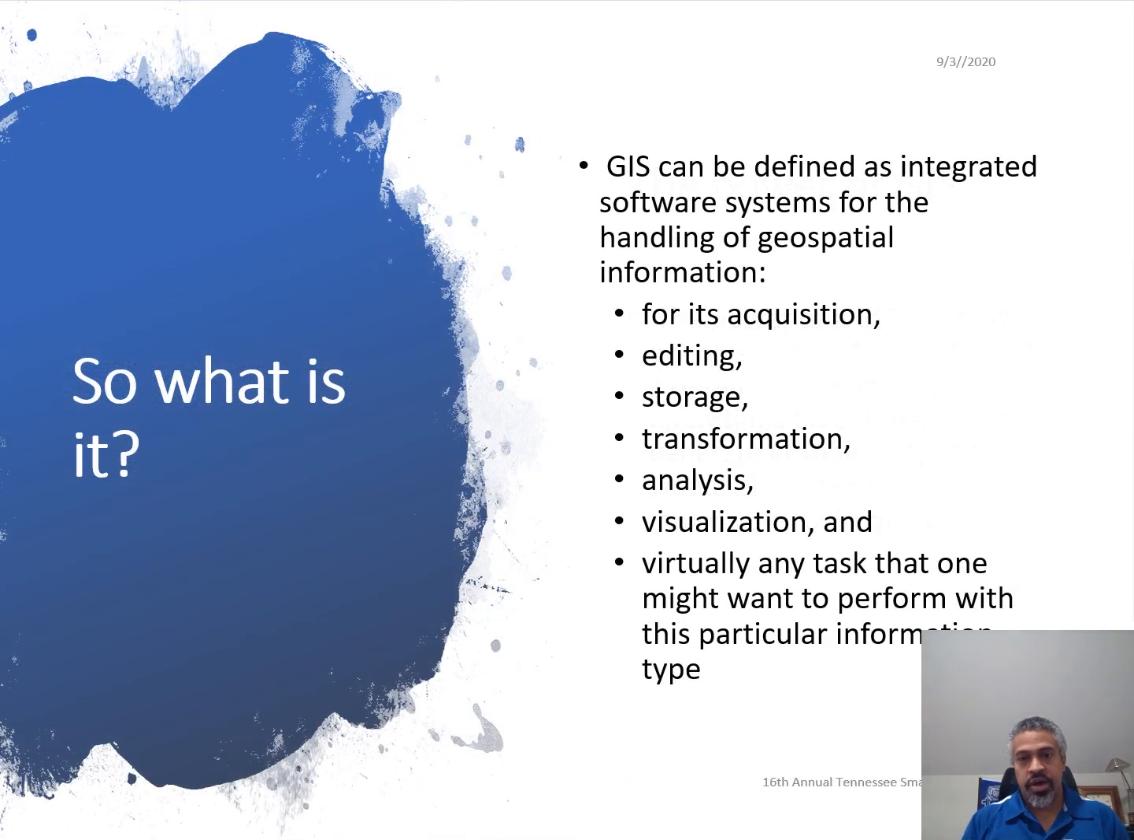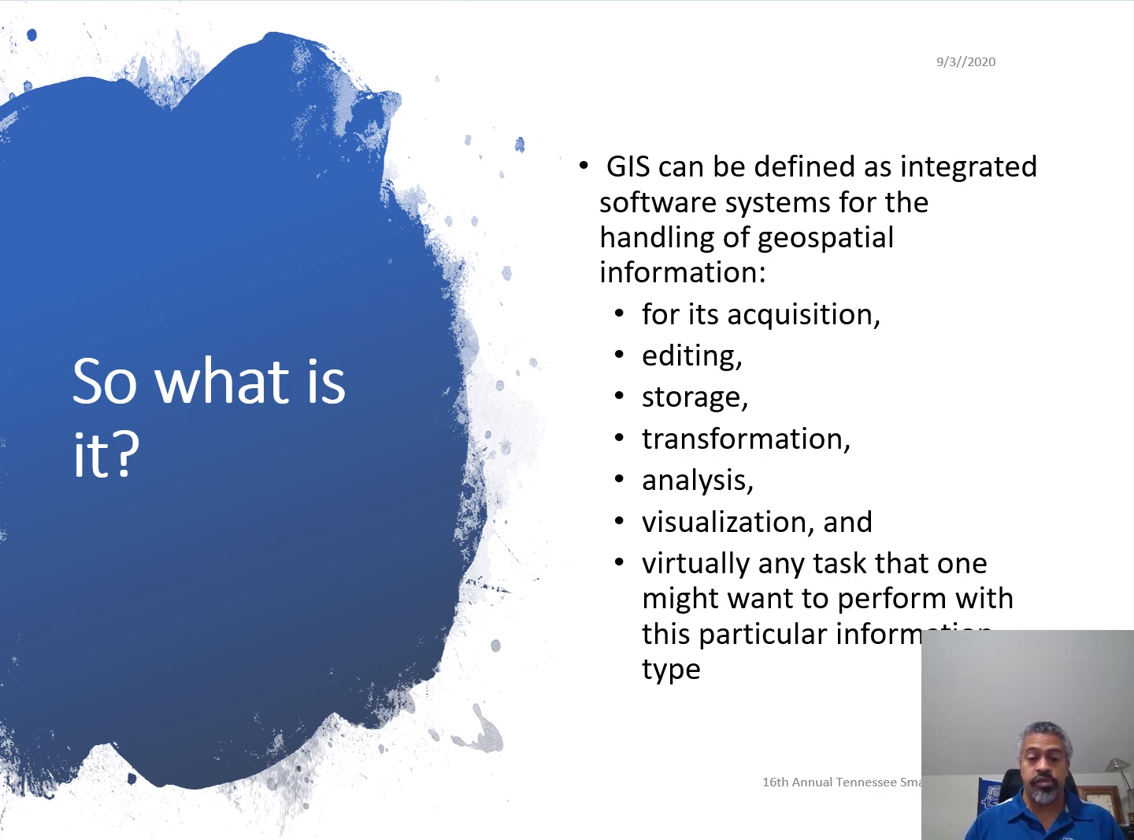So what is it? It can be defined as integrated software systems for handling of what we just talked about, the geospatial information. Collecting, acquiring the data, storing the data, transforming the data, and doing analysis with that data. Now that we have all the data in our system, how can we use it to explore the various patterns or do the modeling or do the predicting analysis? And then we can visualize the data once we're done. We can visualize the outputs in terms of maps.